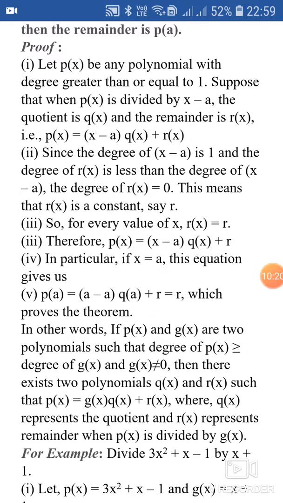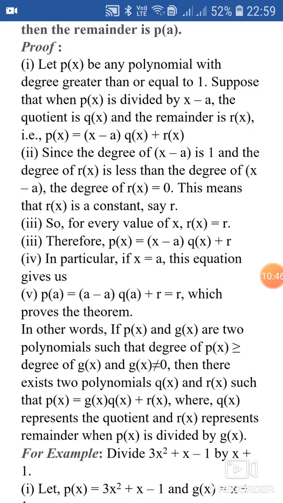It is the same form as we have done in lower classes. p(x) is the dividend, x minus a is the divisor, q(x) is the quotient, and r(x) is the remainder. Now we will do the proof. The degree of x minus a is 1, and the degree of r(x) will be less than the degree of x minus a, so the degree of r(x) will be 0. That means r(x) should be a constant, not a variable.